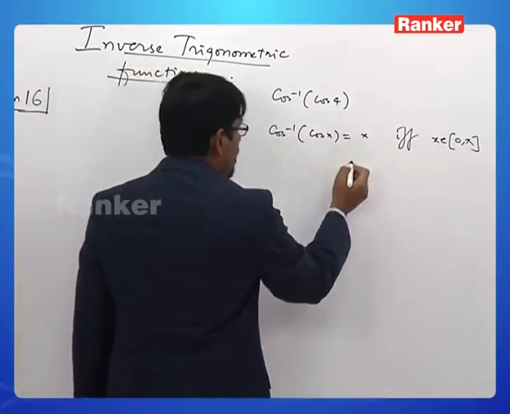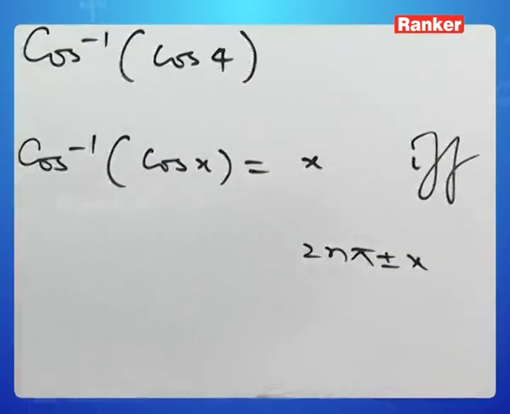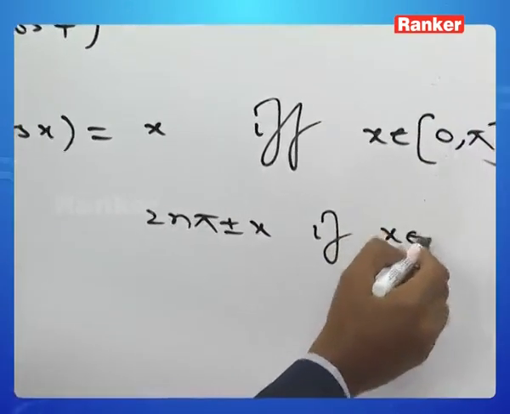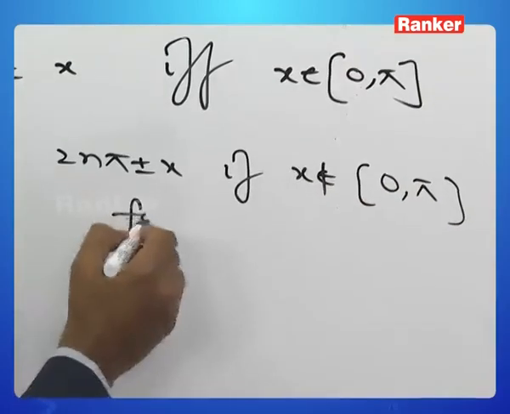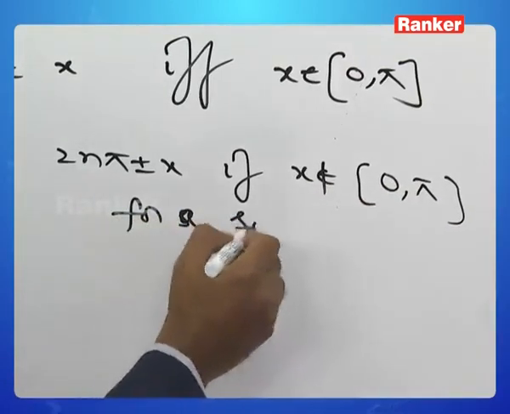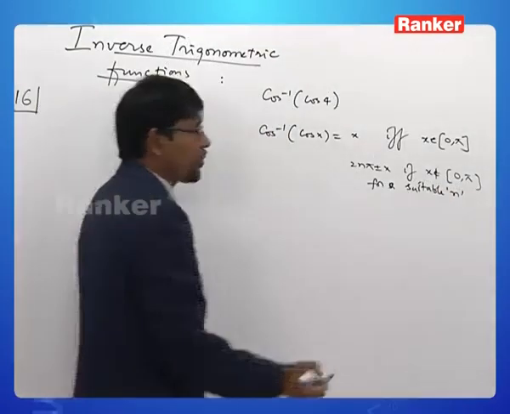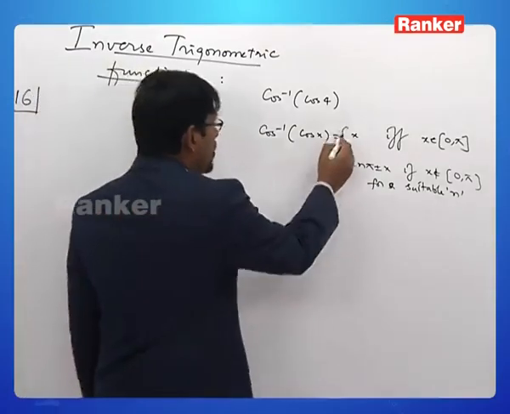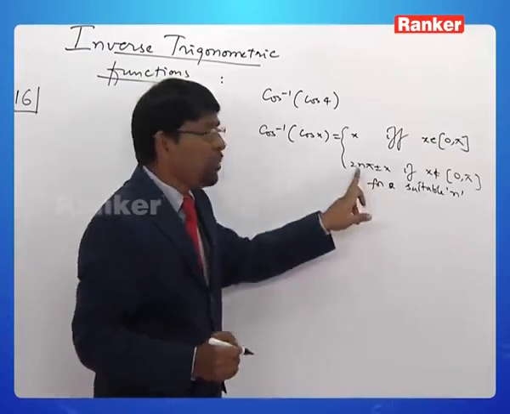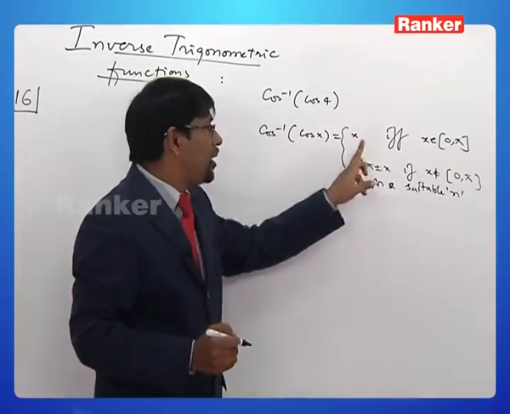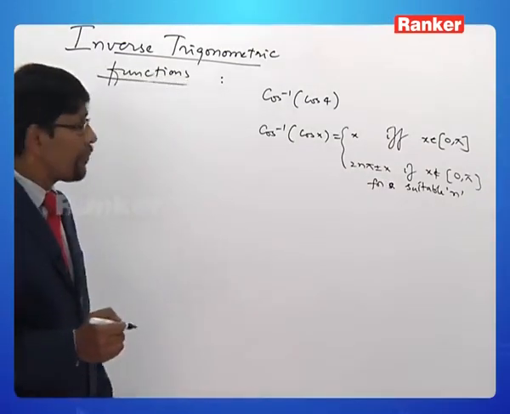We can say it will be in the form of some 2n pi plus or minus x, if x doesn't belong to the interval 0 comma pi, for a suitable n. So cos inverse of cos x will be, what is that suitable n? That n for which will make 2n pi plus or minus x into the principal domain, so that I can cancel out this cos inverse and cos.